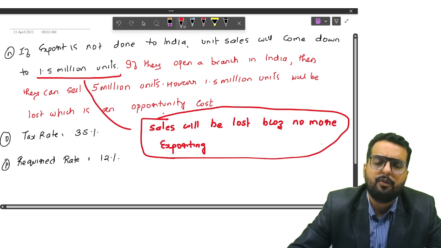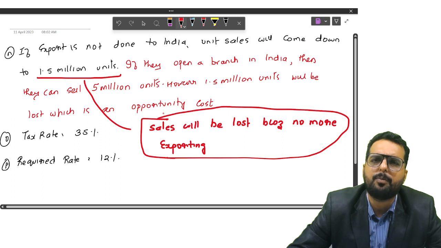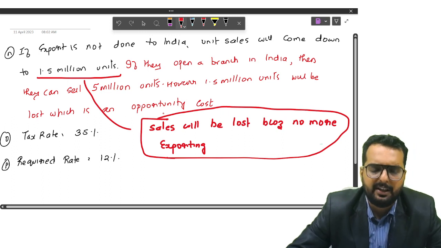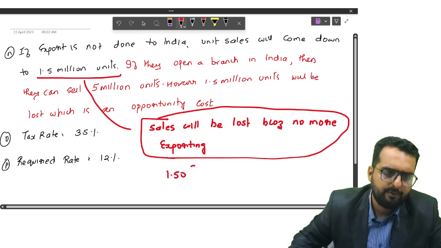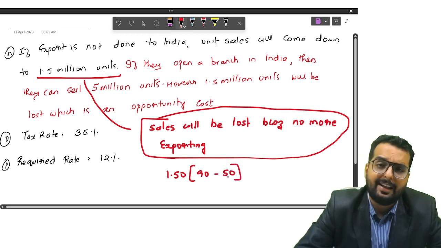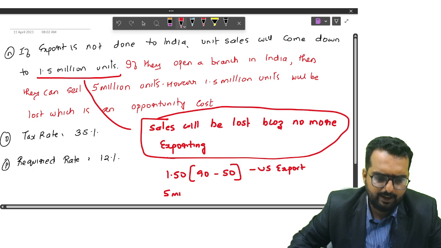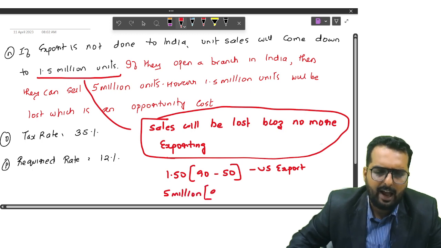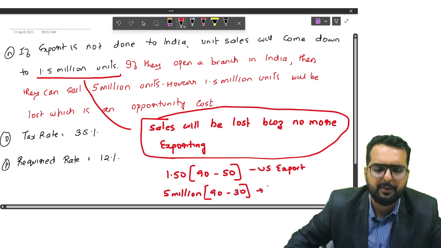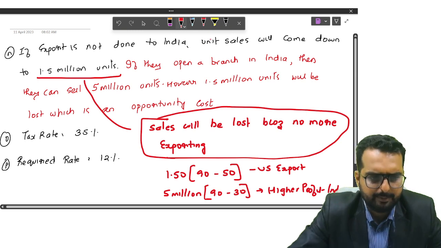In India you are selling how much? 5. Here you could have sold only 1.5. So extra 3.5 is your profit. You can take it like that also. But the difference is on this 1.5, your cost will be 90 minus 50. Okay, this is US export. Whereas in India, you are selling 5 million units, and you are going to get 90 minus 30. So you have higher profit in India. Cost is coming down. Did you follow this part also, friends?